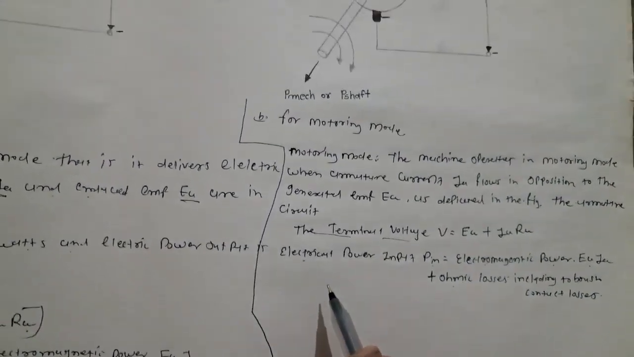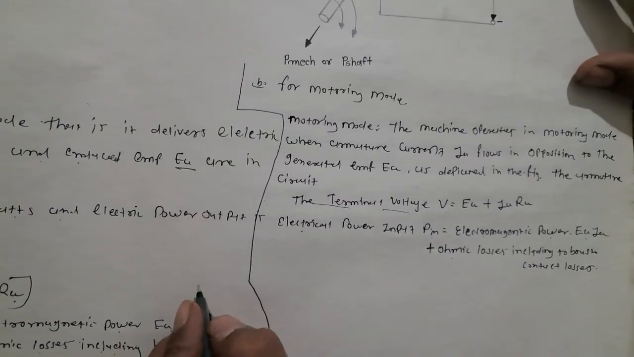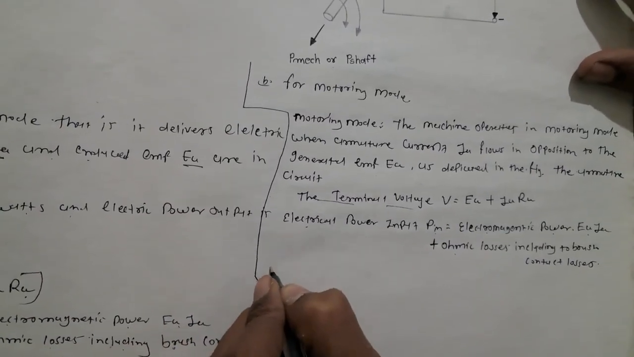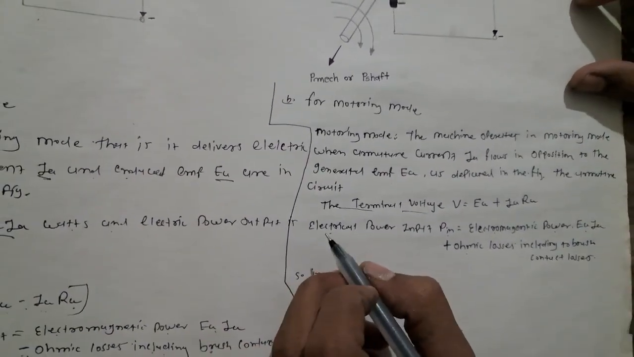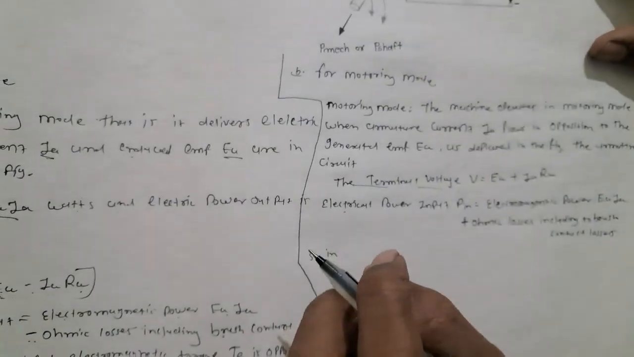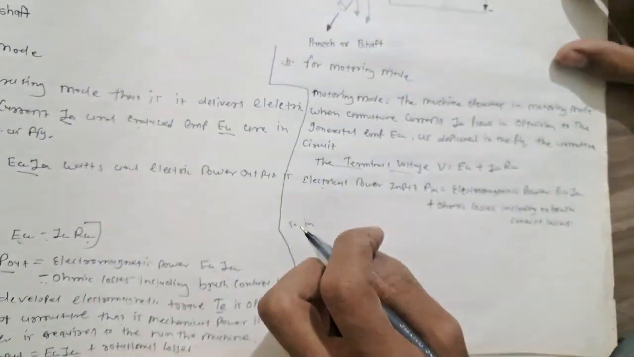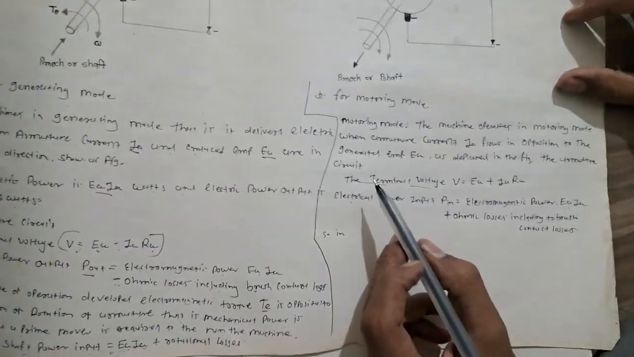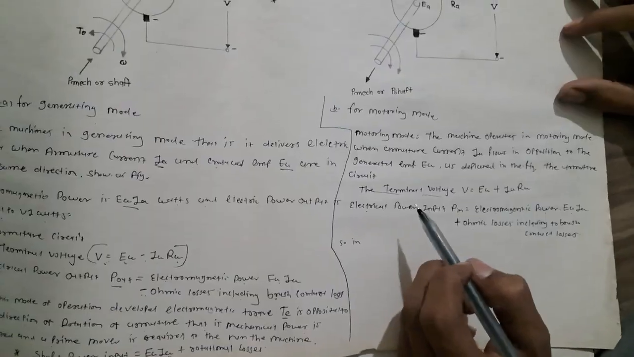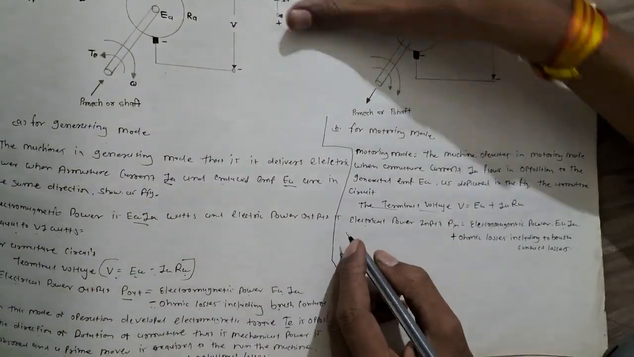Okay, so in this mode of operation, the developed electromagnetic torque Te is in the direction of rotation, that is, mechanical power is outputted and absorbed by the mechanical load.